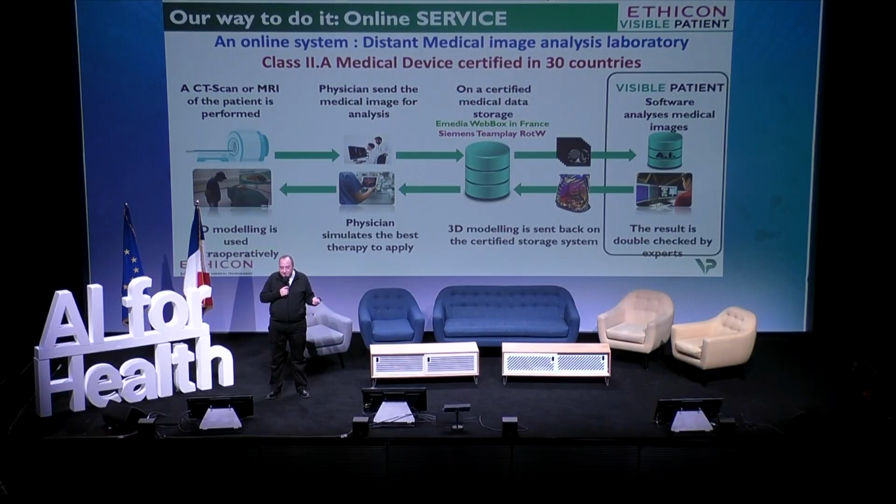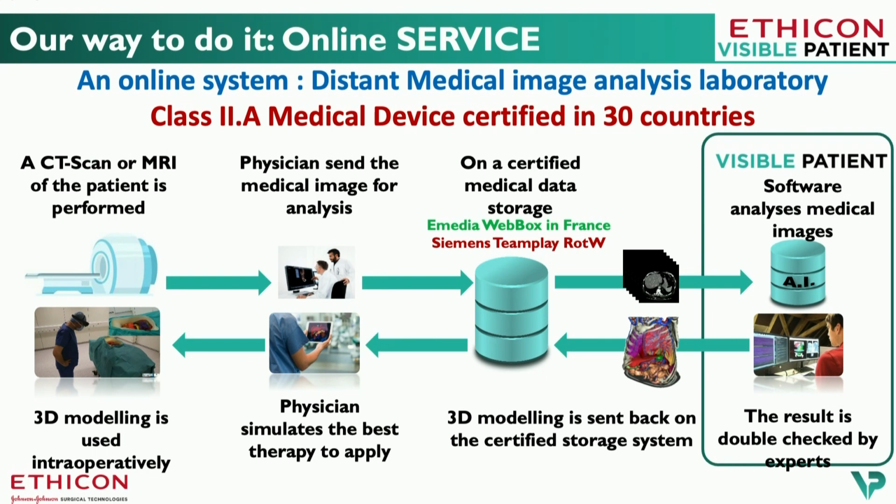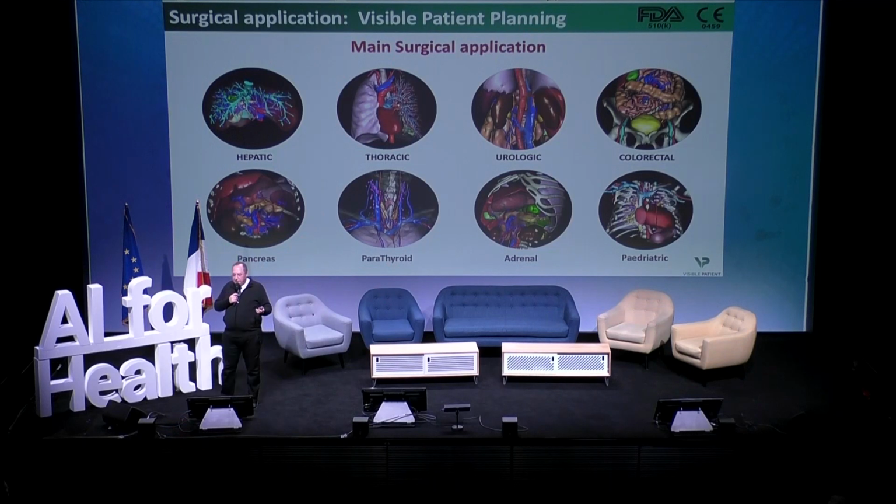As you can see, we have a distribution thanks to Johnson & Johnson worldwide, and it works as an online service. The surgeon sends the image through a secure system. We do the analysis. Each analysis is double-checked by a human, really important for the ethical approach, but also to be sure of the result, because you can never be sure that an algorithm will provide you a perfect result. And then we give back the result to the surgeon. We can do that for any part of the body because we have a certification for the whole body, and for any age because we have a certification also for pediatric.